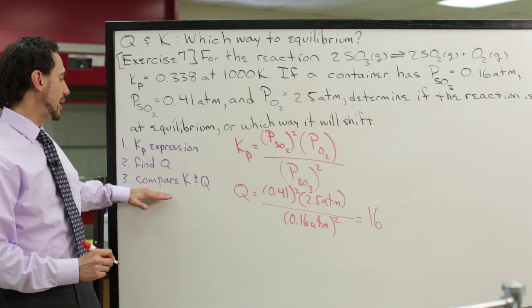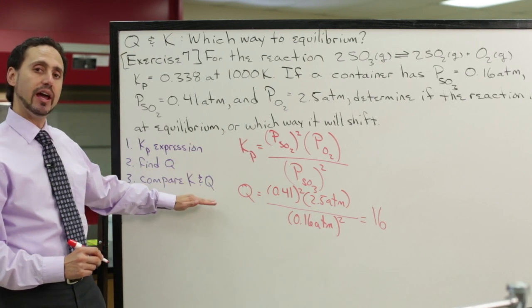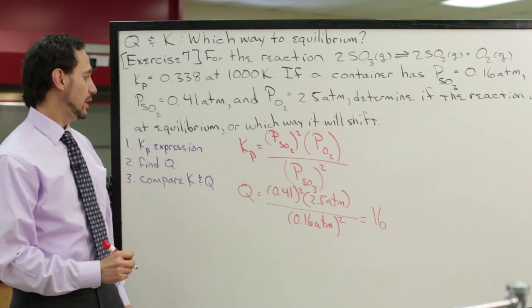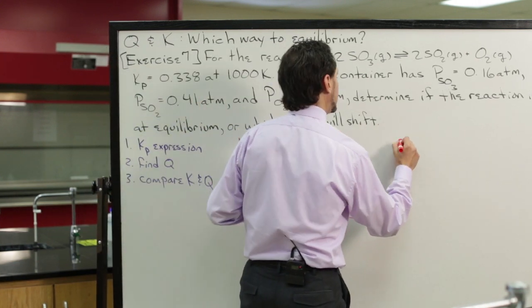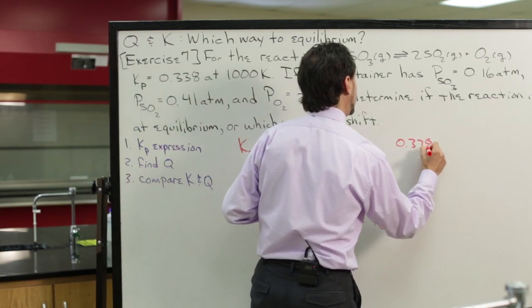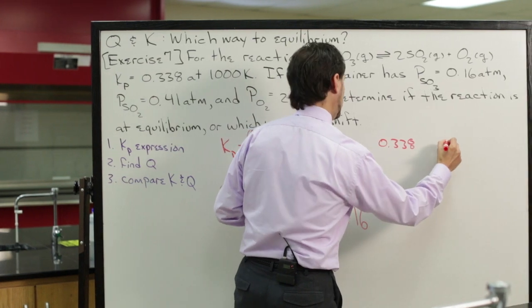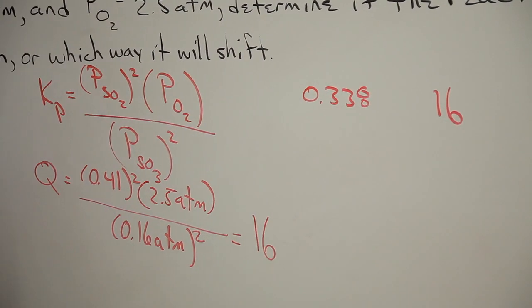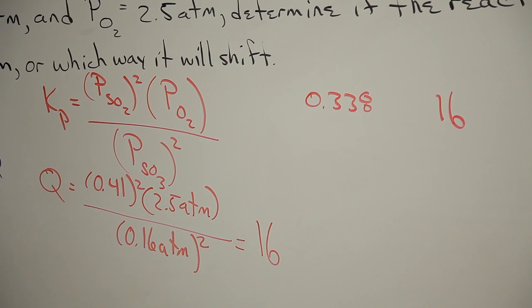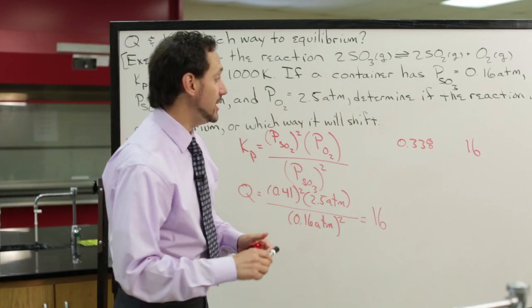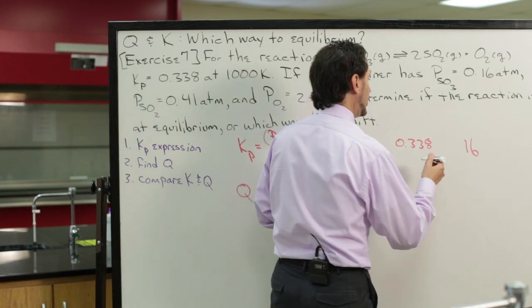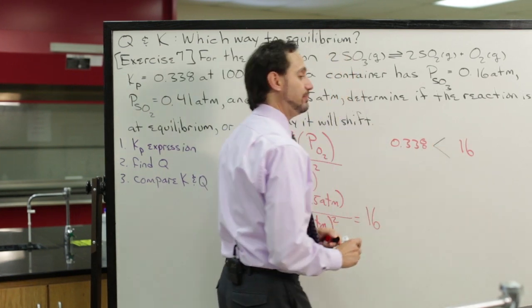So now we come to step number 3. We need to compare K and Q. So K, which we see is 0.338, and Q, which is 16. So which one is greater? We see that 16 is greater than 0.338.